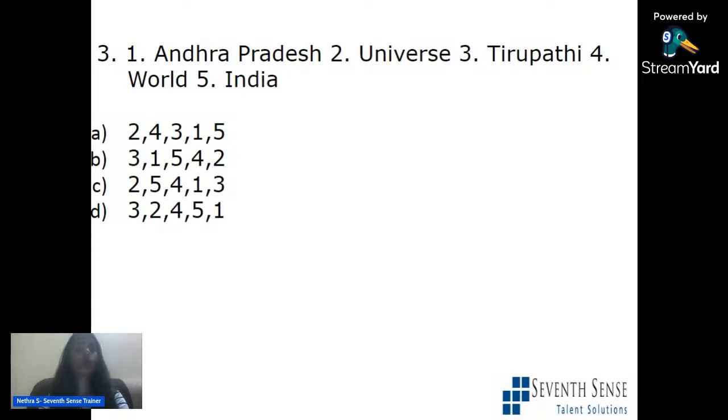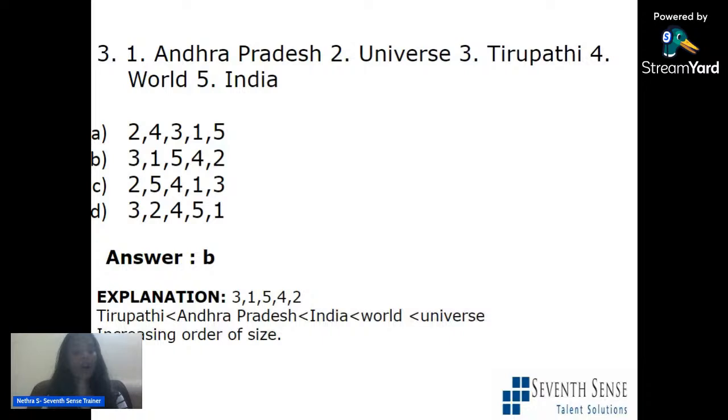So option B is the correct one, because first Tirupati will be coming, followed by Andhra Pradesh, then followed by India, followed by world, then universe. So that is the correct answer. So it is increasing order of size. Right. Next question.